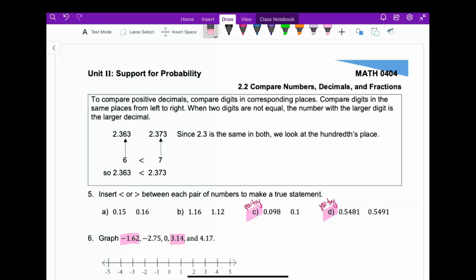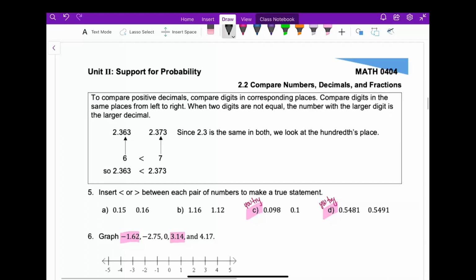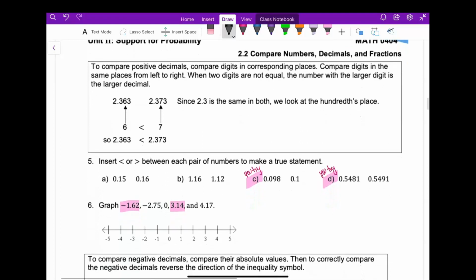Continuing with section 2.2, let's take a look at how to compare positive decimals. We're going to compare digits in corresponding places. What does corresponding mean? It means matching. So in matching places, compare digits in the same place from left to right. And when two digits are not equal, the number with the larger digit is the larger decimal.